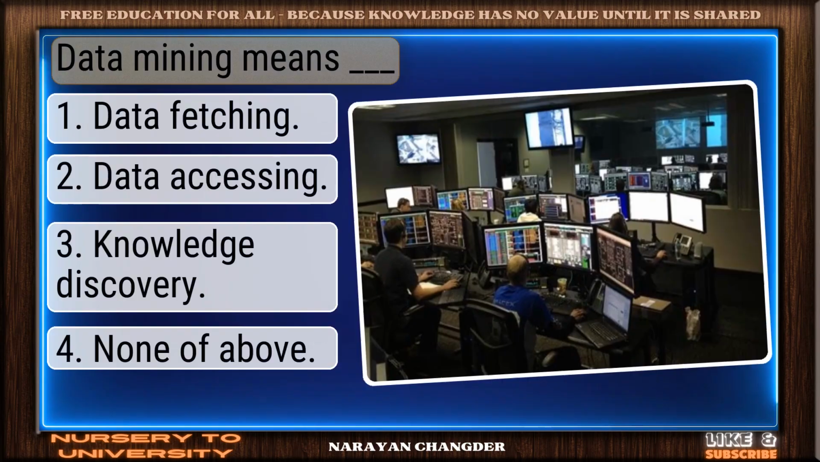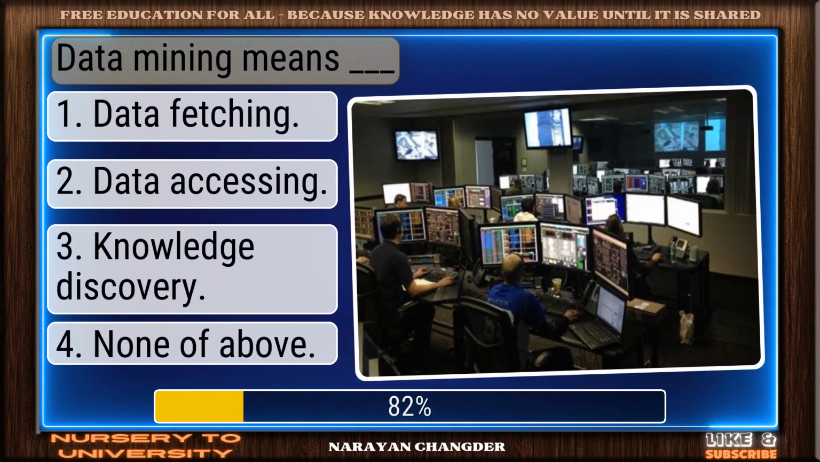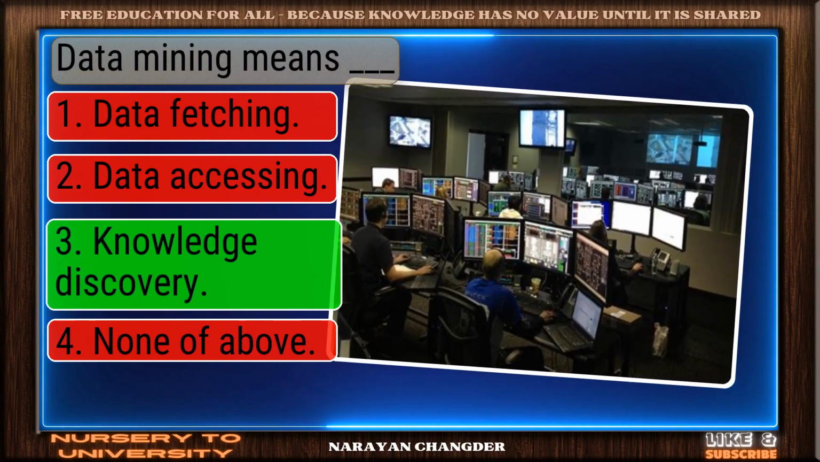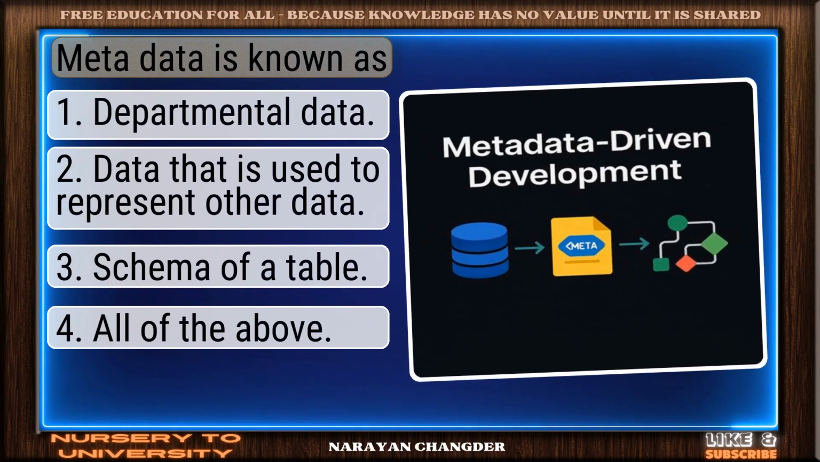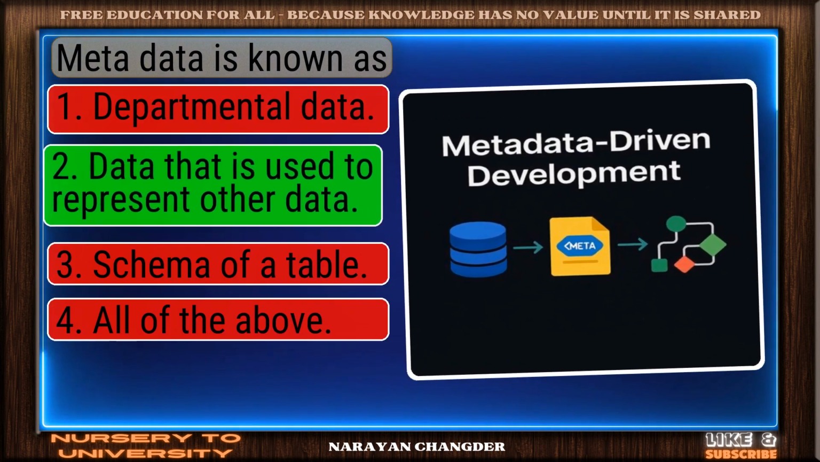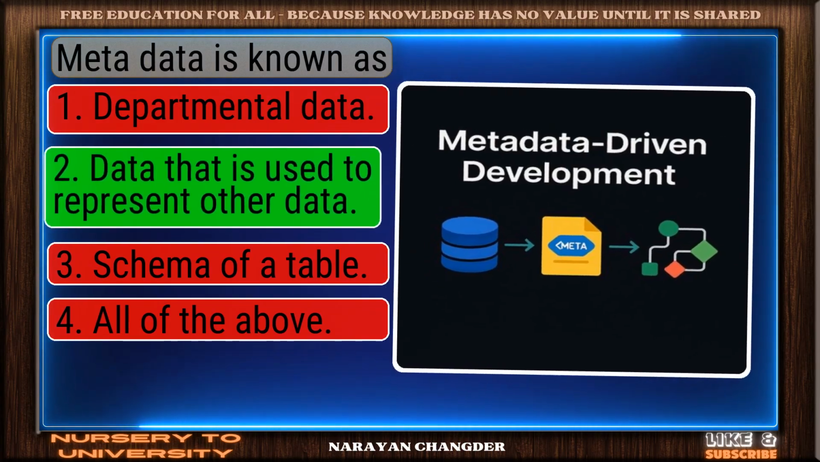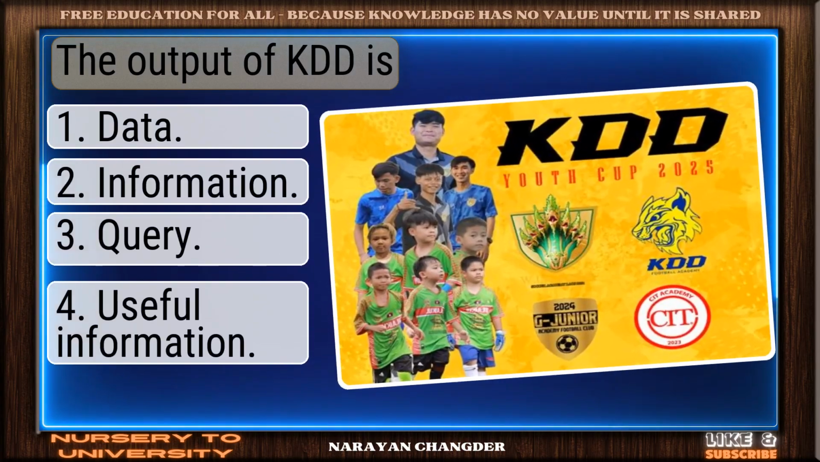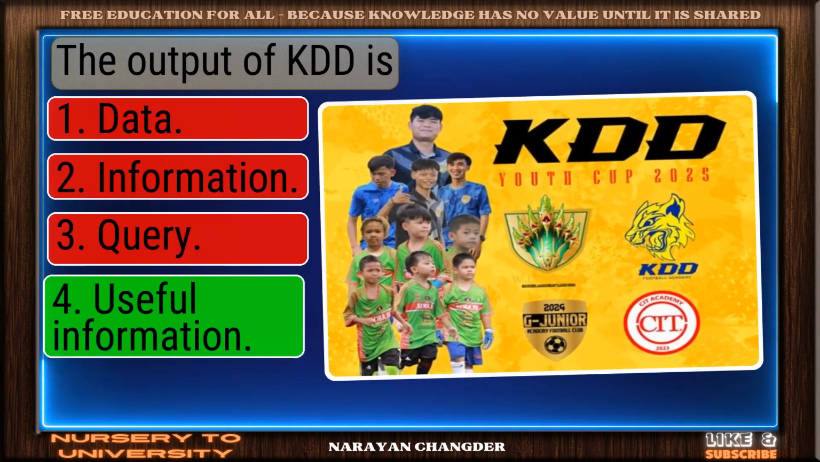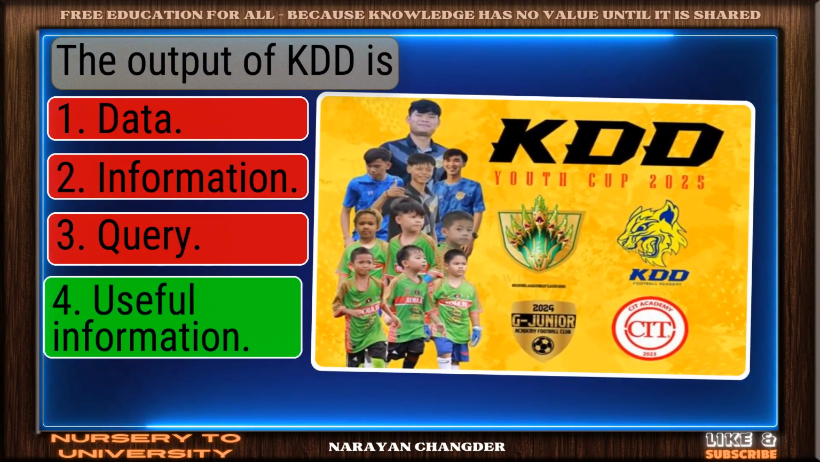Question number 73, data mining means dash. Good thinking. Knowledge discovery is the right answer. Question number 74, metadata is known as. Nicely done. Data that is used to represent other data is a solid answer. Question number 75, the output of KDD is. You chose useful information, and it is correct.